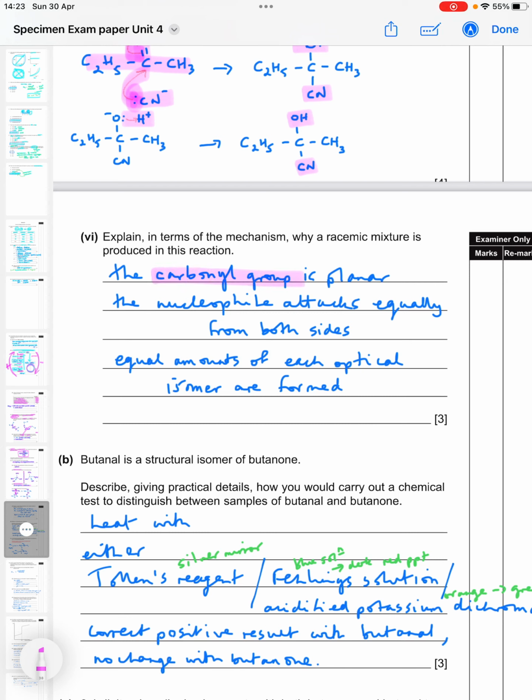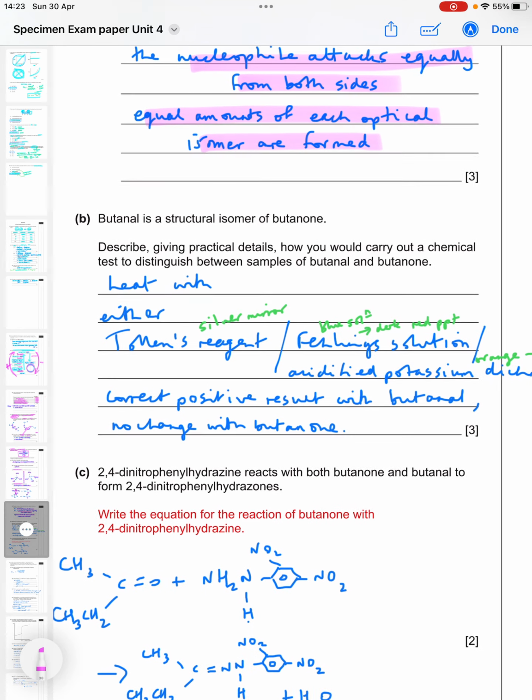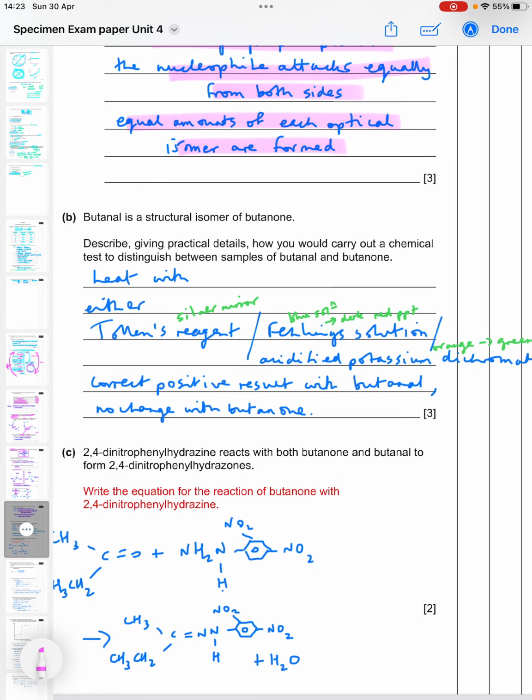Part 6, explain in terms of the mechanism why a racemic mixture is produced in this reaction. Well, the key here is that the carbonyl group is planar, so the nucleophile doesn't have any advantage from either side, so it attacks equally from both sides, so you get equal amounts of each optical isomer. And of course, equal amounts means a racemic mixture.